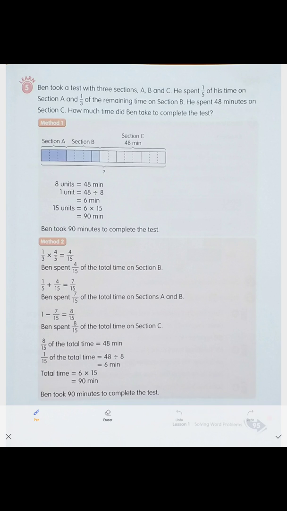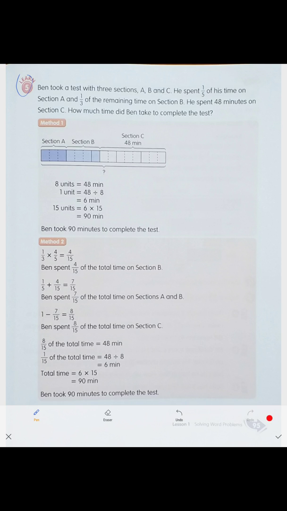All right, let's continue. So next problem, learn 5. Ben took a test with 3 sections, A, B, and C. He spent 1/5 of his time on section A and 1/3 of the remaining time on section B. He spent 48 minutes on section C. How much time did Ben take to complete the test?